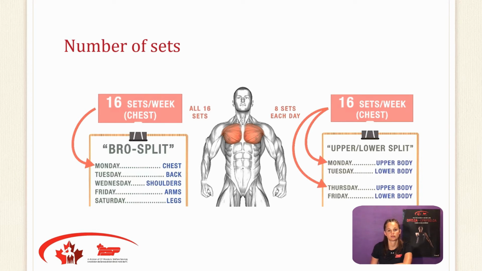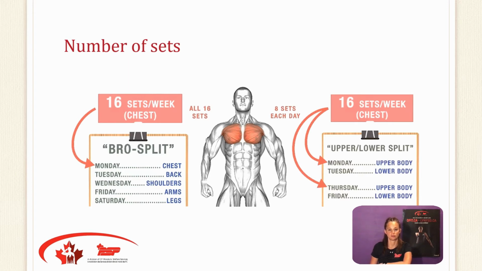So, we know that roughly 10 to 20 sets per muscle per week is a sweet spot for maximizing growth, with beginners being at the lower end and more experienced lifters being at the higher end of this range. Now let's say you are a fairly experienced lifter requiring 16 sets per muscle per week, using chest as an example. Most popular among bodybuilders, the bro split involves dedicating each workout to 1 to 2 muscle groups.